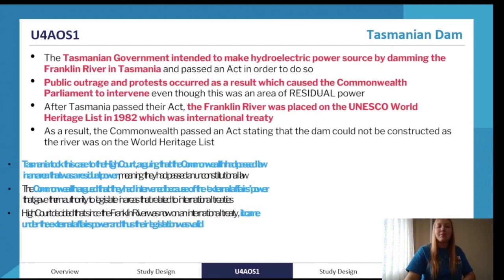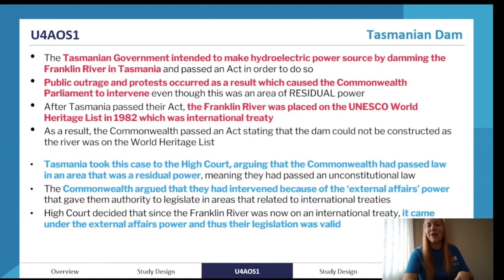So why is it called the Tasmanian Dams case? It's because it's with regards to an actual Tasmanian dam. So this is one that you can be assessed on. So let's have a look at what happened. Essentially, the Tasmanian government intended to make a hydroelectric power source, a water power source, by damming the Franklin River in Tasmania.